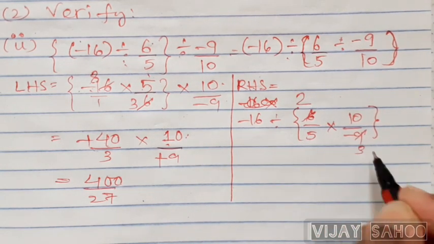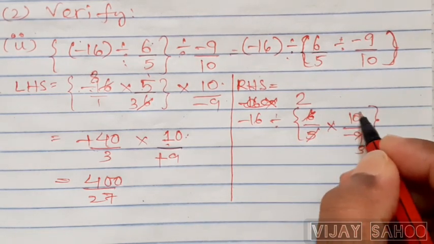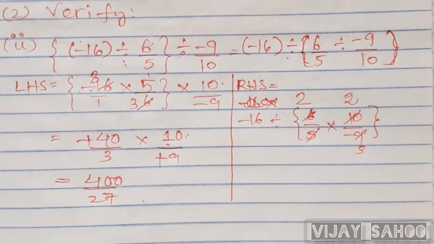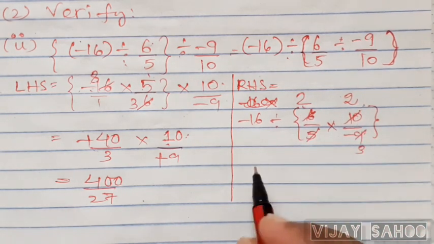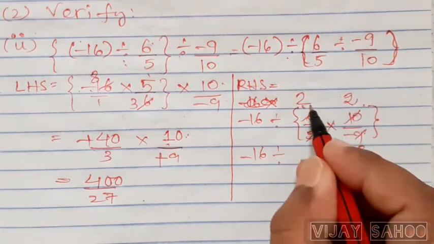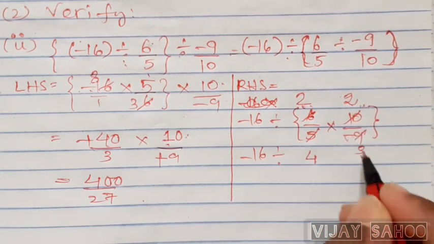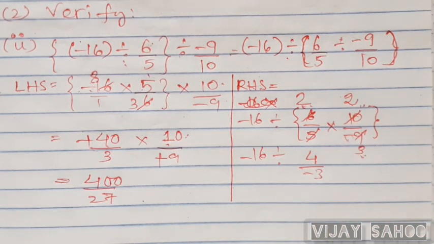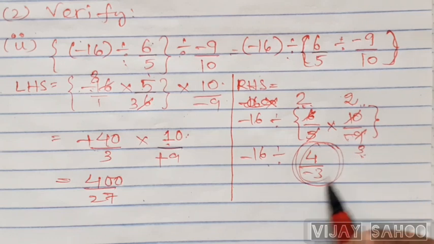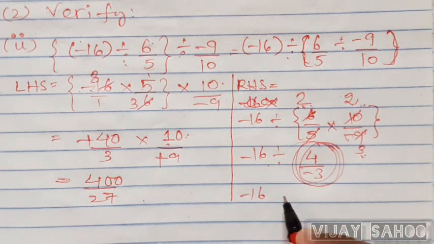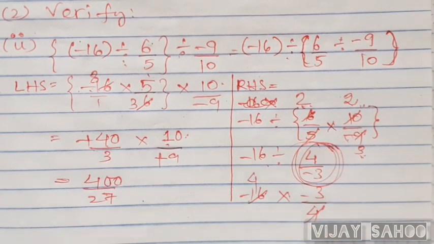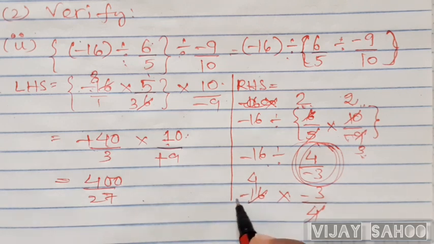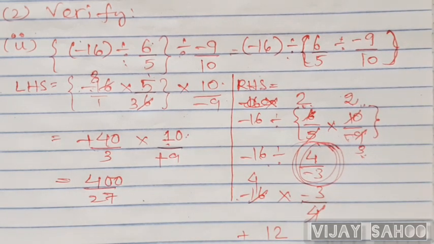3 2s are 6, 3 3s are 9, 5 1s are 5 and 5 2s are 10. Now what I got, numerator multiplied by numerator, so minus 16 divided by 2 into 2 is 4, minus 3. Keep it in your mind that the sign is kept as it is, so it will be minus 16 divided by 4 by minus 3. We know that if I want to change the sign, I have to take the reciprocal of 4 by minus 3. 4 4s are 16. Right? So minus minus plus, 3 into 4 is 12.